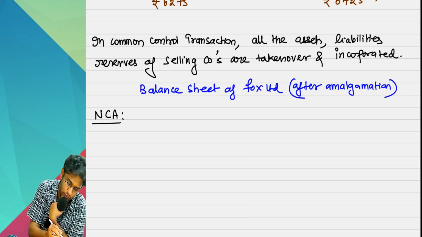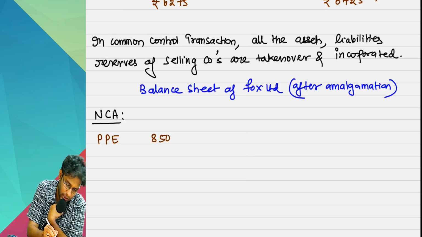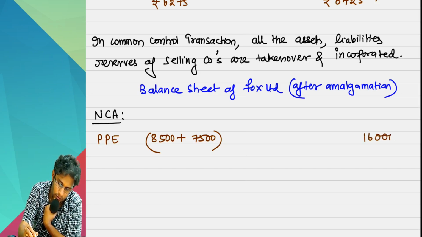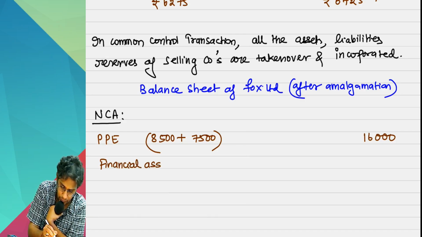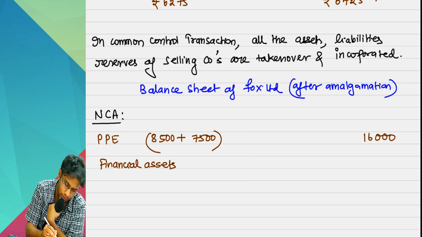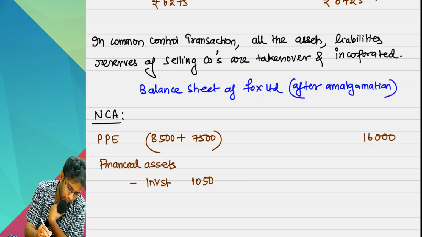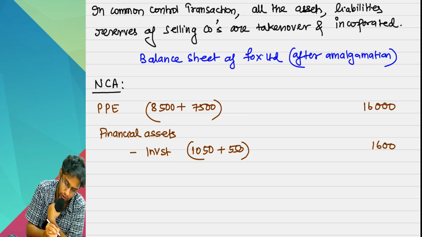Non-current assets. Tell me, sir, who is non-current assets? PPE. Don't take any fair values. Straight away go on adding. 8,500 plus 7,500, that is 16,000. Who next? Investments. Group it under financial assets. Investments, 1,050 plus 550, 1,600. We'll move on to current assets.